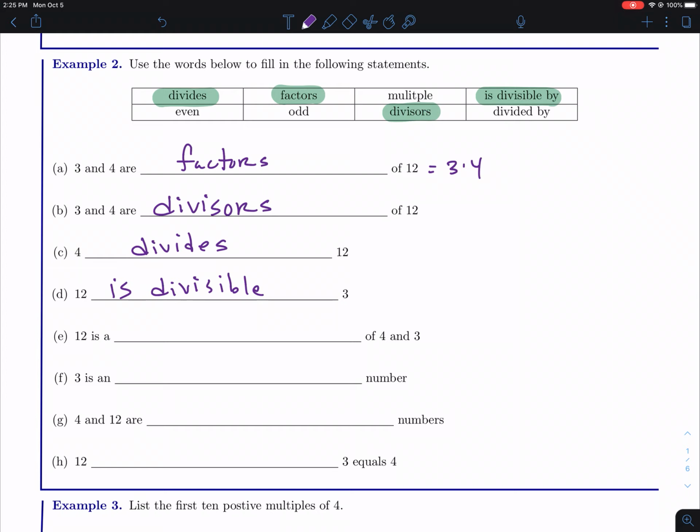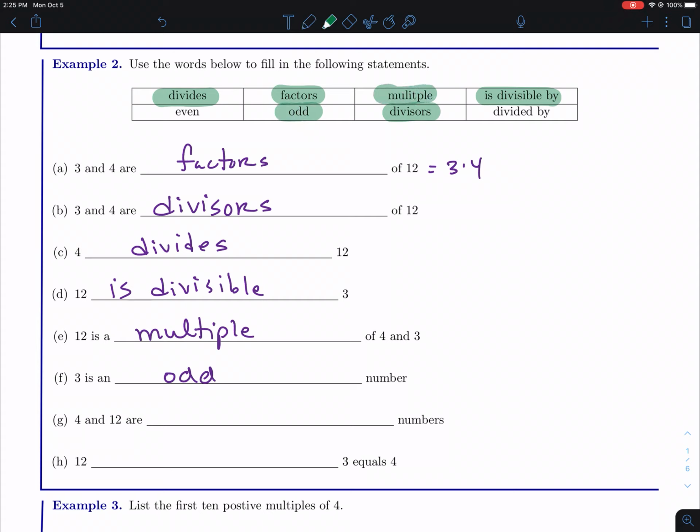In this case, 12 is a multiple of 4 and 3. Multiple just means, if you started with 3 and doubled it, you would get 6. And then times it by 3, we'd get 9. It just goes through all the different possibilities of 3. So 3 is a blank number. This would be odd number.